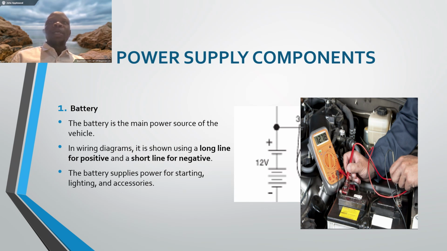Power supply components. Here, our major source of power is the battery. The battery is the main power source of the vehicle, construction machines, and farm equipment. In wiring diagrams, it is shown using a long line for positive and a short line for negative. The battery supplies power for starting, lighting, and accessories.